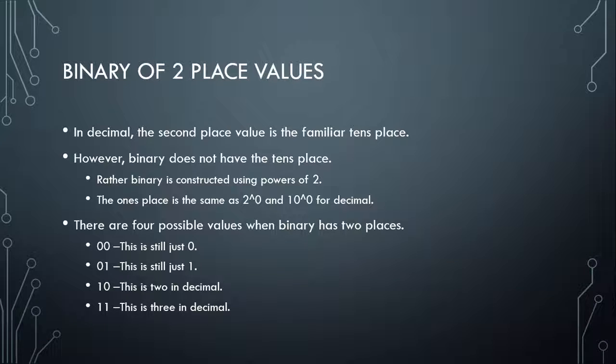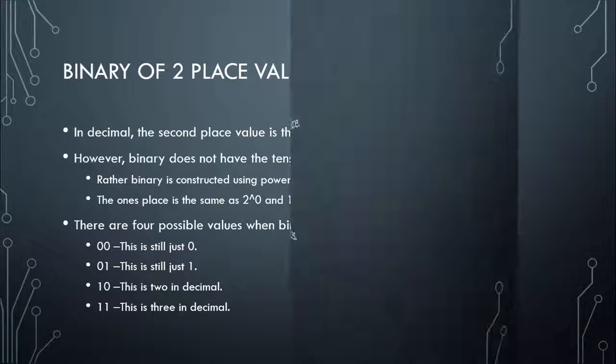We can have 0, 0, which is still just 0. We can have 0, 1, which is still just 1. We can have 1, 0, which is 2 in decimal. And I can have 1, 1, which is 3 in decimal. You don't have to worry too much for this lesson about the conversion stuff. We'll talk about how to convert into decimal later on. But right now, let's just focus on the concept of how binary is constructed.